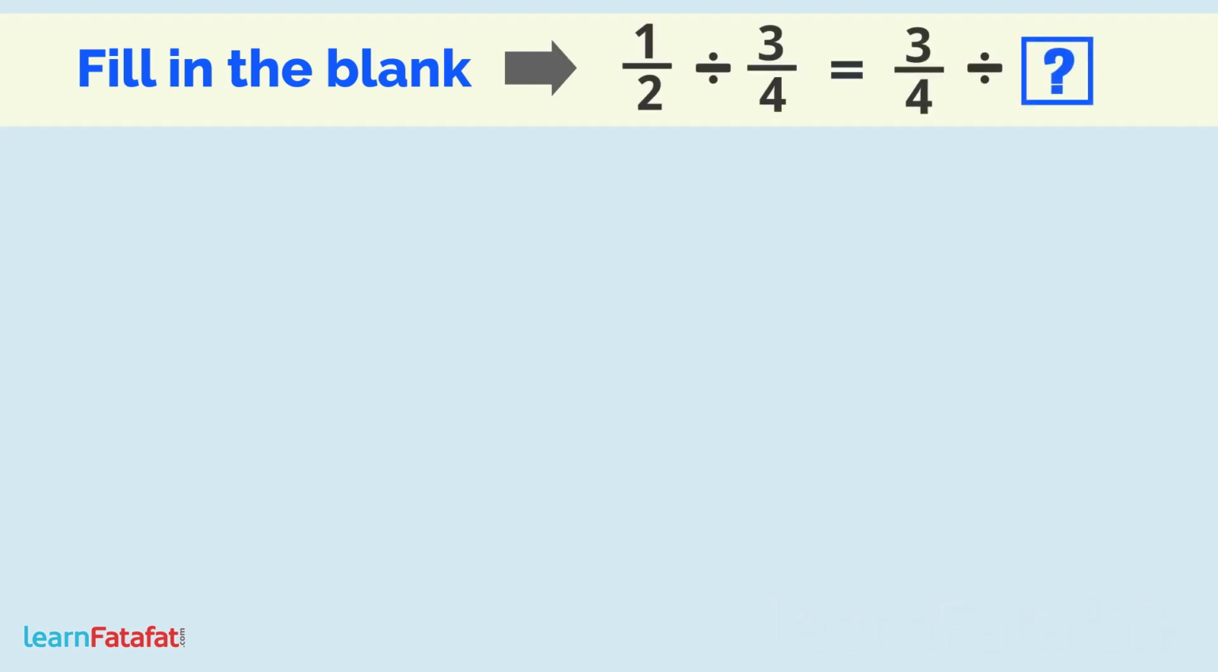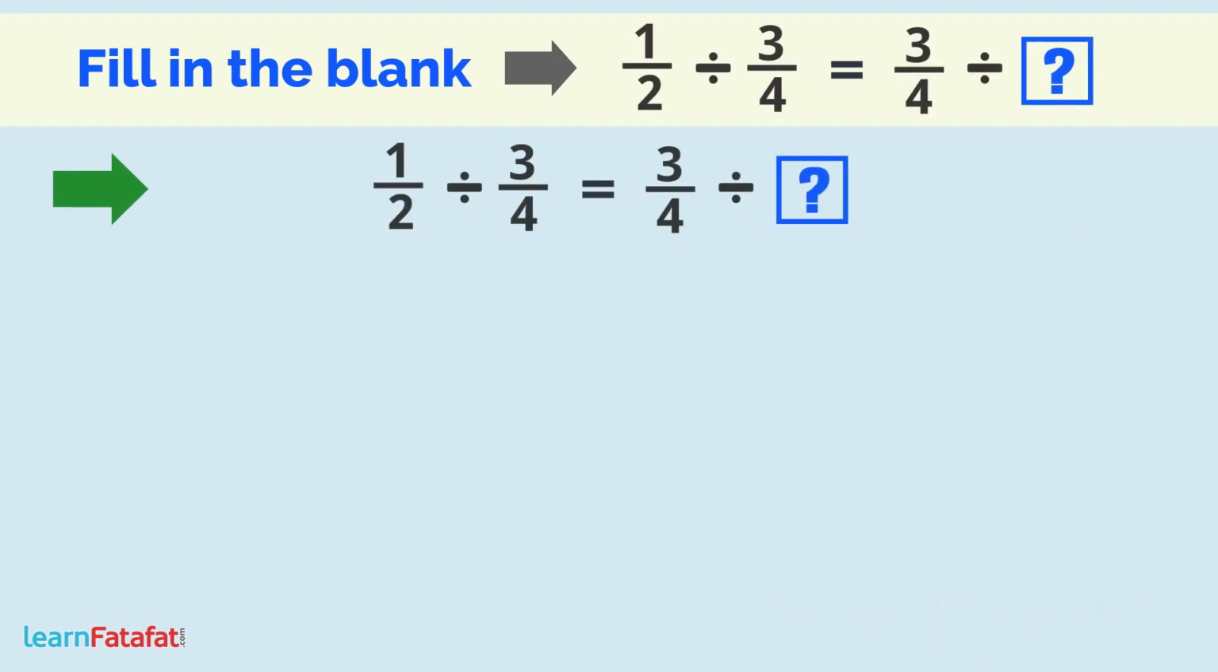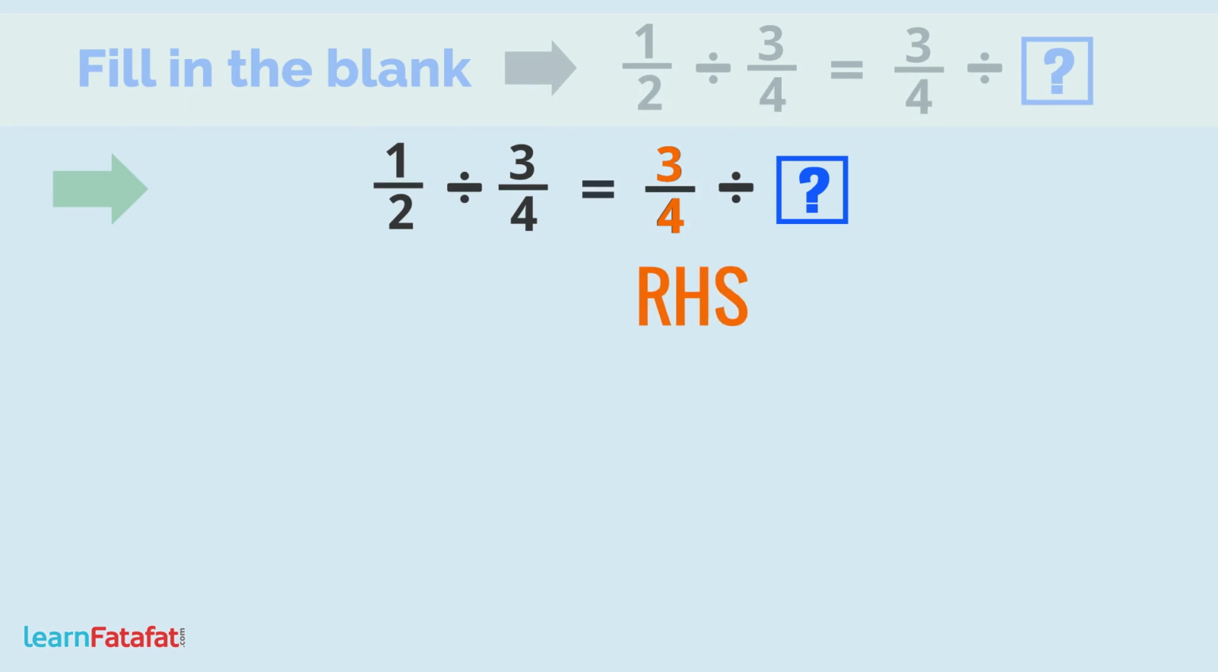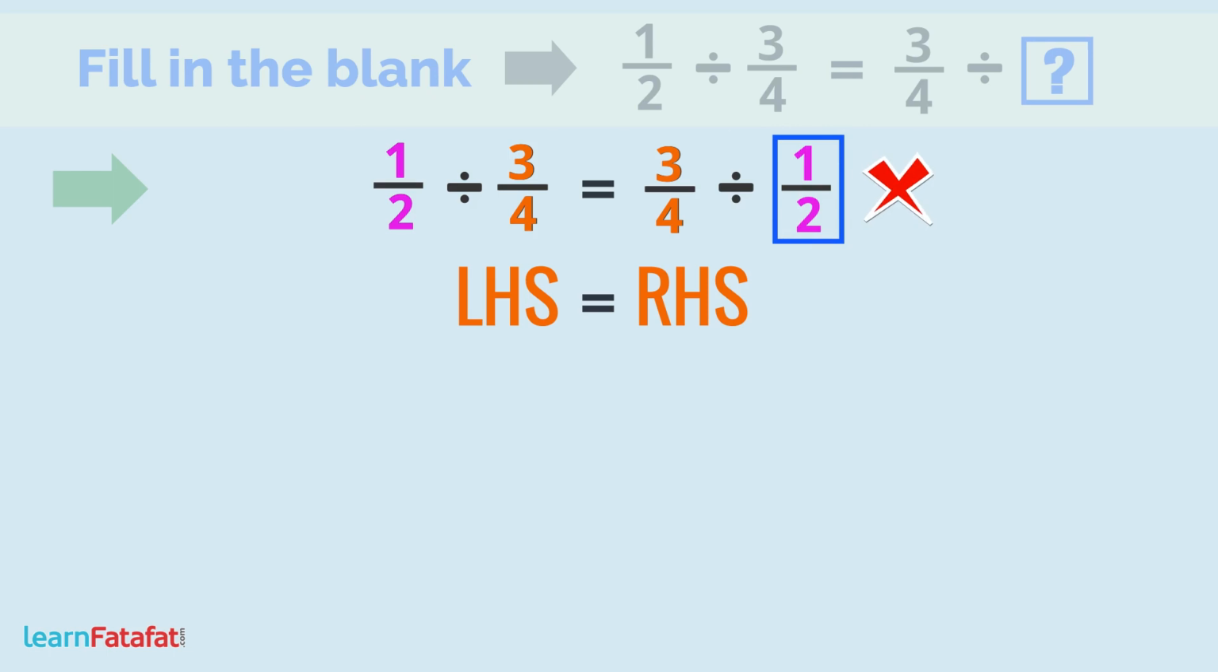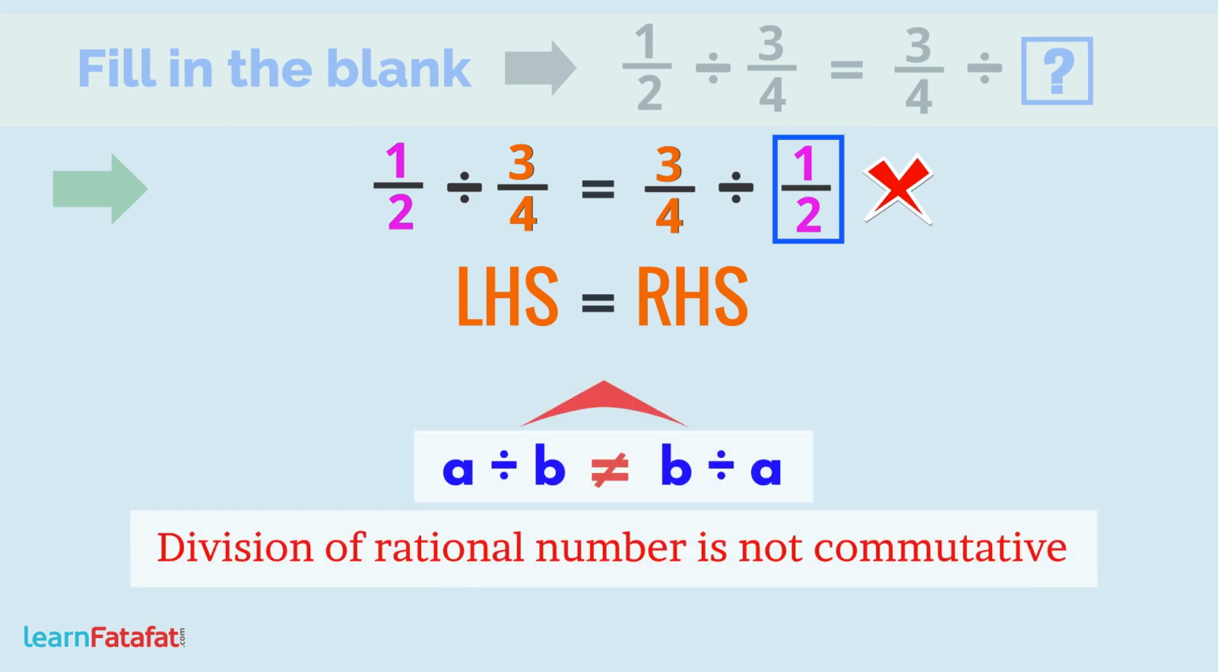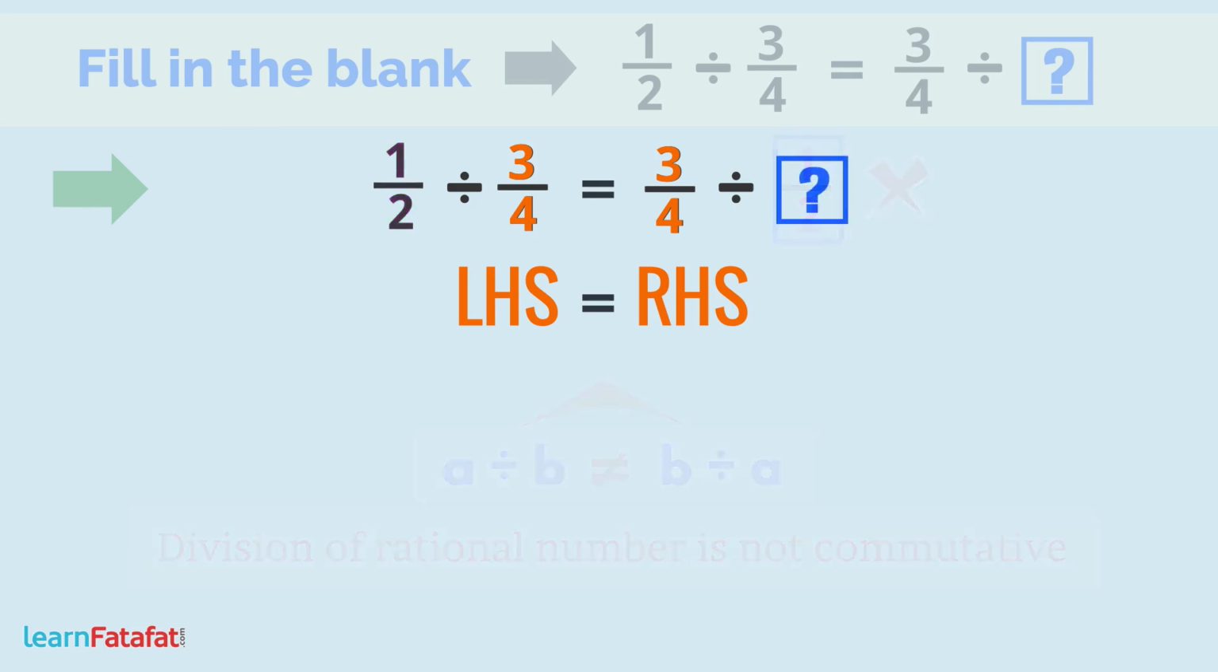Fill in the blank. Here you will find that one of the numbers on the RHS is same as the LHS. So without much thinking, you will write the missing number as 1 upon 2. But it is not correct, as division of rational numbers is not commutative. So how can we find the missing number?